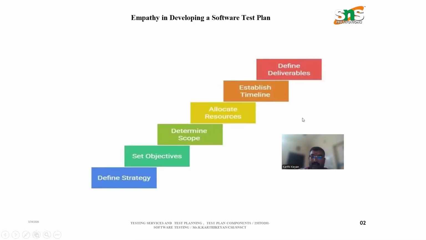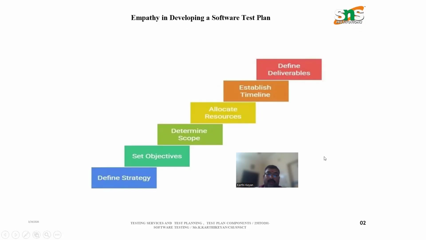So, test planning components. First, define your strategy, set the objective and determine scope, allocate your resources, establish timeline, and define deliverables. So the first one, define strategy: you can start based on your product or process.